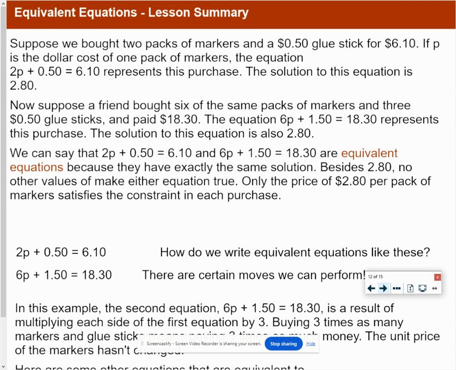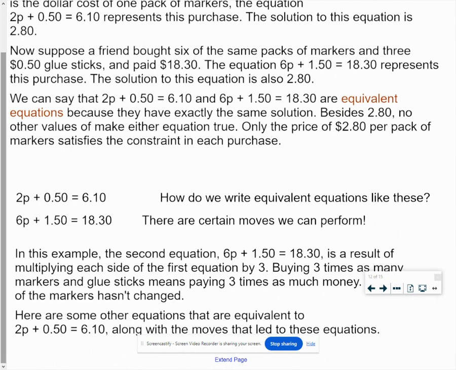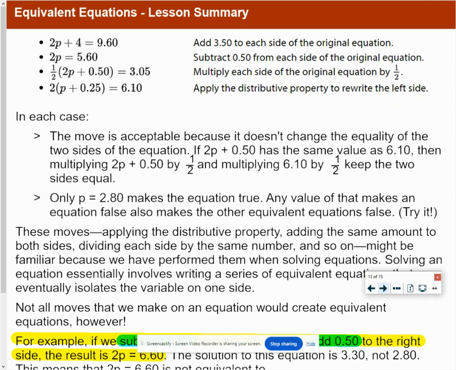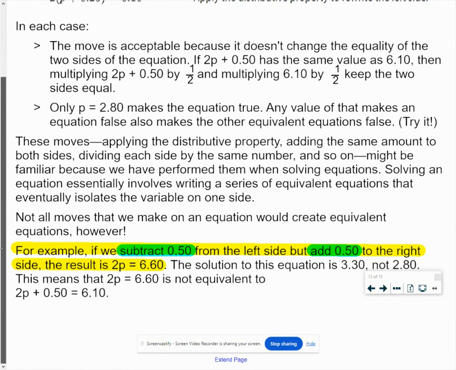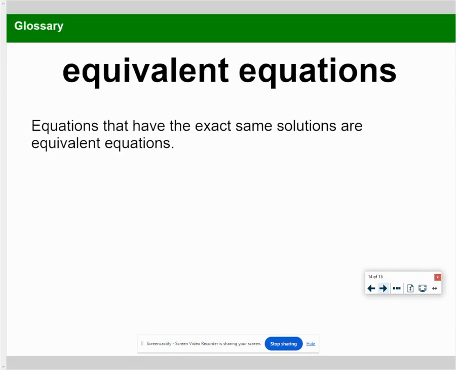Okay, this is in your book. There's an example here that you can go through for what these mean, and please feel free to look that over if you want to have another example, but I do want to point out what I've got here at the bottom. It says, for example, if we subtract 50 cents from the left side but add 50 cents to the right side, the result is something different. It's not going to be equivalent because I did different things to both sides of the equation.